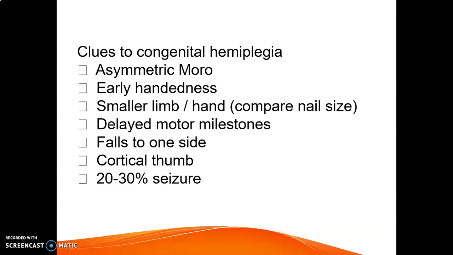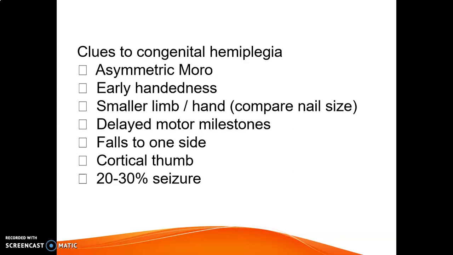Smaller limb, smaller hand, compare the nail size. Because congenitally there is a hemiplegia, the motor activity is affected, so the child's muscular power and motor activity are reduced. So the limb size and hand size are smaller, and even the nail size will be smaller. Delayed motor milestones are common for any condition. Any problem in the neonates related to neuropathology will lead to delayed motor milestones. Here also it is common.